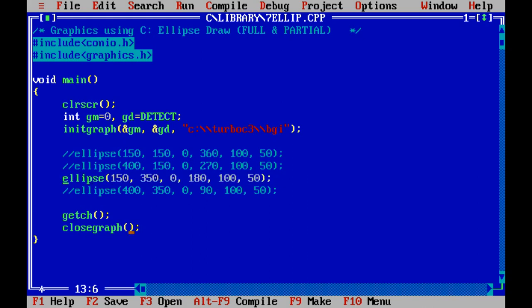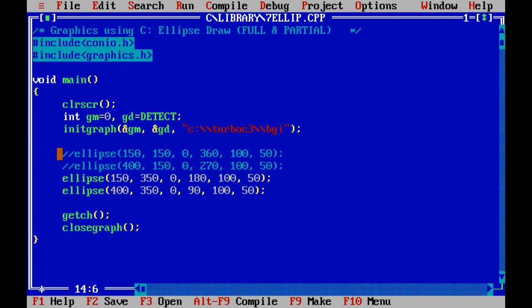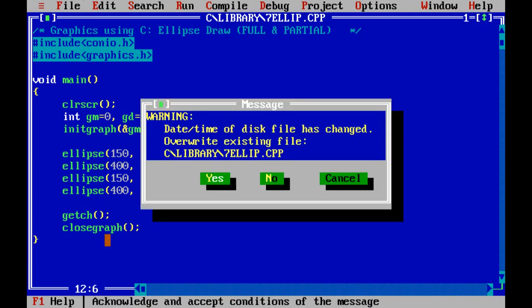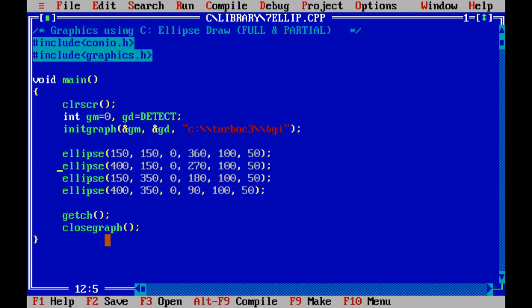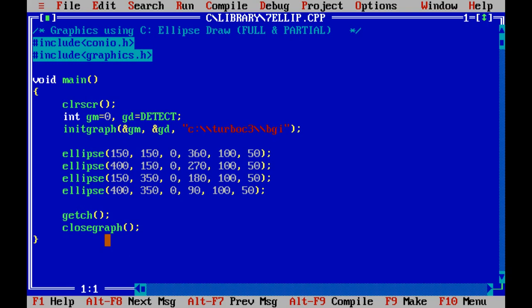Similarly, this ellipse draws from 0 degrees to 180 degrees, and this ellipse draws from 0 degrees to 90 degrees. We run those two ellipses simultaneously and verify my explanation. Okay, one generates the first quadrant and another generates the first and second quadrants. Now again we run all four ellipses at a time. Okay, already we learned how to draw a whole ellipse and a partial ellipse.